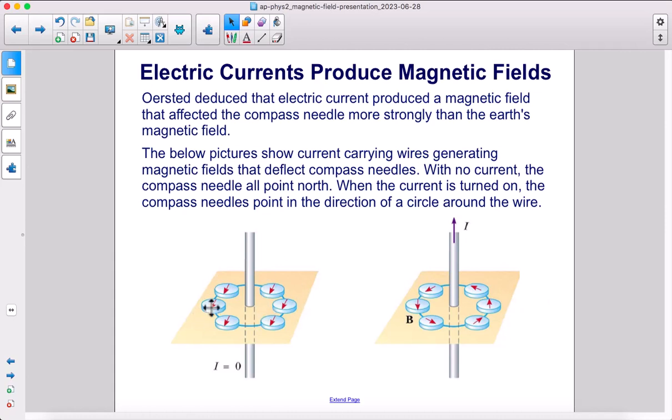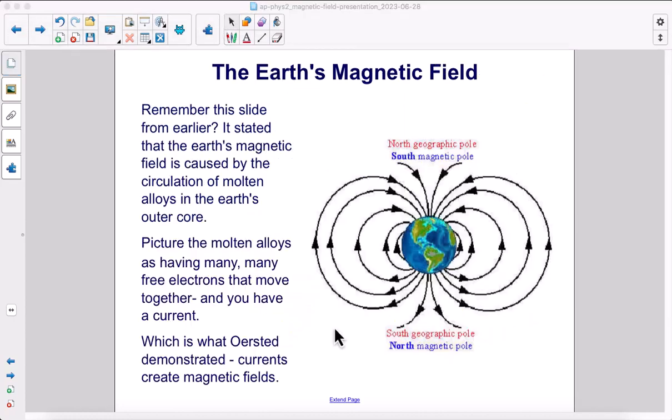With no current, shown here, the compass needles all point north. When the current is turned on, the compass needles point in the direction of a circle around the wire. Remember this slide from earlier? It stated that the Earth's magnetic field is caused by the circulation of molten alloys in the Earth's outer core. Picture the molten alloys as having many free electrons that move together, and you have a current, which is what Ørsted demonstrated. Currents create magnetic fields.